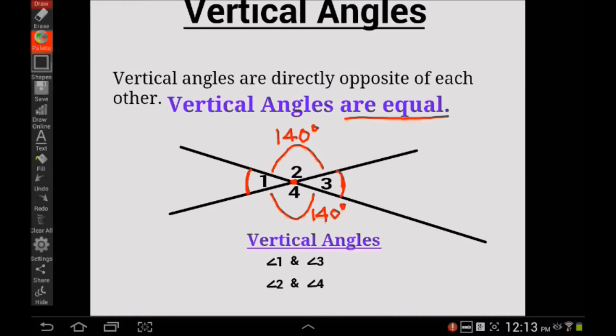So there's enough information there to figure out what the other angles are. If you know that angle 3 is 40 degrees, well, so is angle 1. Vertical angles are exactly the same. They have exactly the same measure.